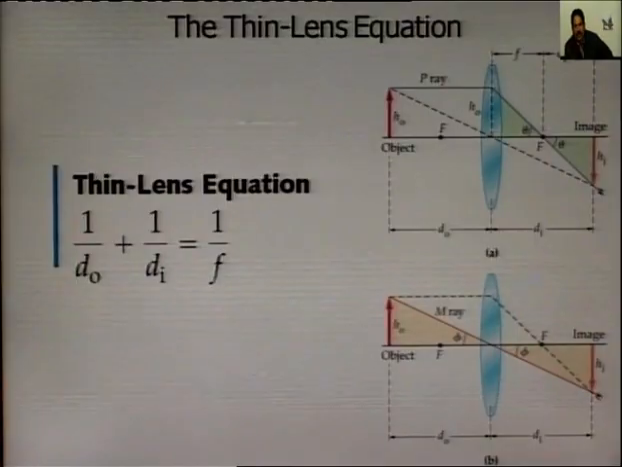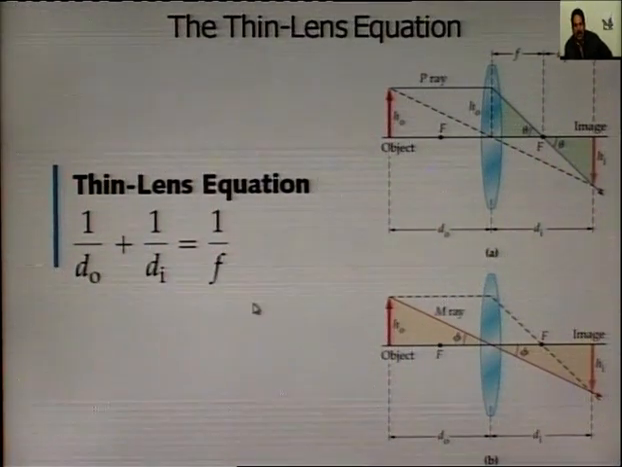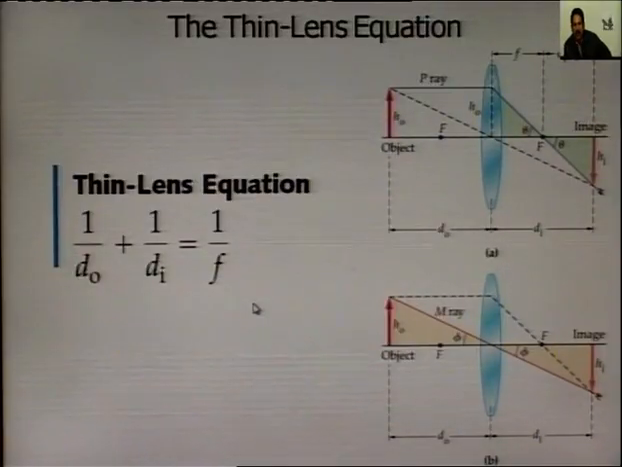From these ratios we find a lens equation, which is 1 over d naught plus 1 over di is equal to 1 over f, where d naught is the distance of the object, di is the distance of the image and f is the focal length of the lens. This equation is called the lens equation and is quite important for calculating the distances of images or objects or focal lengths of the lens. If any two of these are known, the third can be calculated.